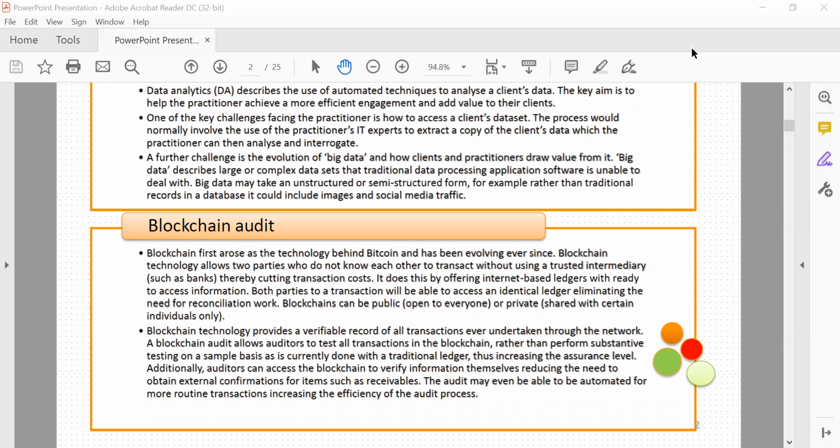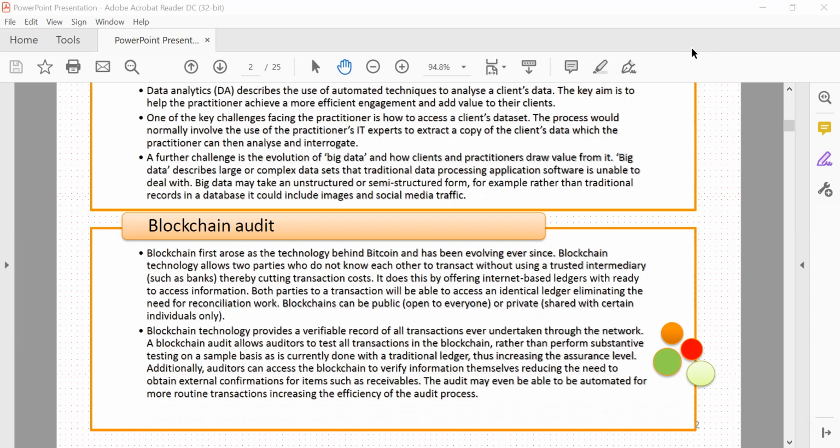We've been talking about the impact of technology on audits, and today we'll be specifically looking into blockchain audits. Now, anytime you hear the word blockchain, what comes first to mind is usually Bitcoin. Blockchain first arose as the technology behind Bitcoin and has been evolving ever since.